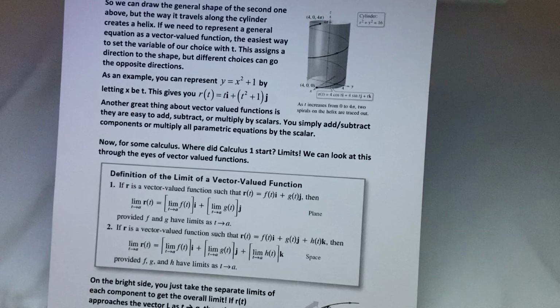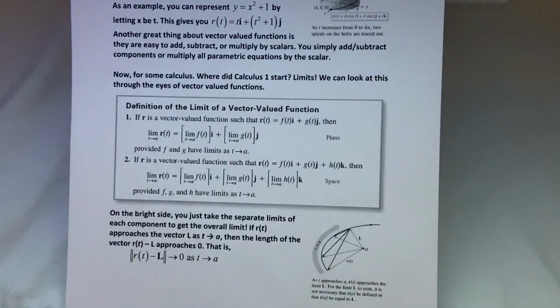Now, at some point, you probably assumed calculus was going to come into play. The limit of a vector value function is just the limit of each component. If r is a vector value function, in order for it to have a limit, all of the components must also have a limit. So it's basically saying take the limit of each component, and if they all exist, then the limit of the whole thing exists, and it's going to be that point.